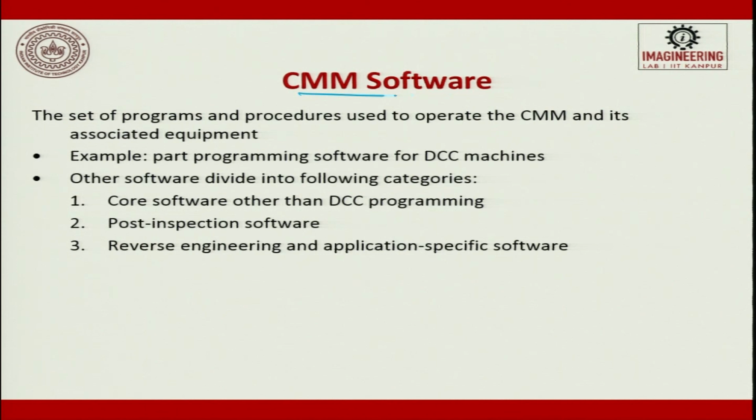dwell time. There are several CMM softwares which are attached. Some of them are open source, some of them are attached and fixed to the machine alone. So, CMM softwares are the set of programs and procedures used to operate the CMM and its associated equipment. For example, part programming software for DCC machines is available today. The other software is divided into the following categories: core software other than DCC, post inspection softwares, reverse engineering and application softwares, which are available today and used in CMM for measurements.